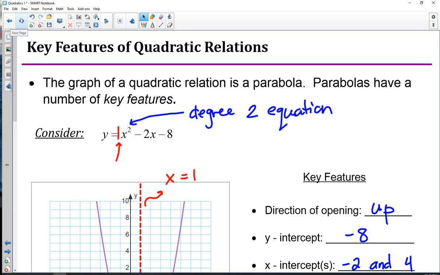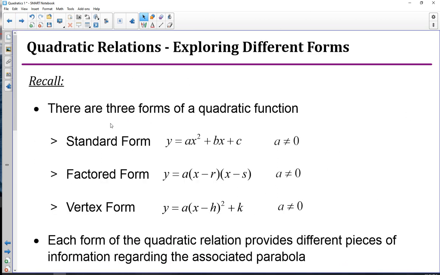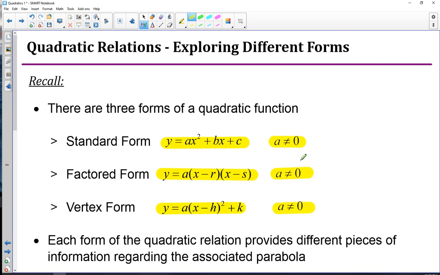Let's have a look at some different forms of a quadratic. Quadratic relations can be written in 3 different forms. We have standard form, y equals ax squared plus bx plus c. We have factored form, y equals a multiplied by x minus r multiplied by x minus s. And we have vertex form, y equals a, x minus h squared plus k. In each of those instances, the a value has to be non-zero. Otherwise, it wouldn't be a quadratic relation anymore.